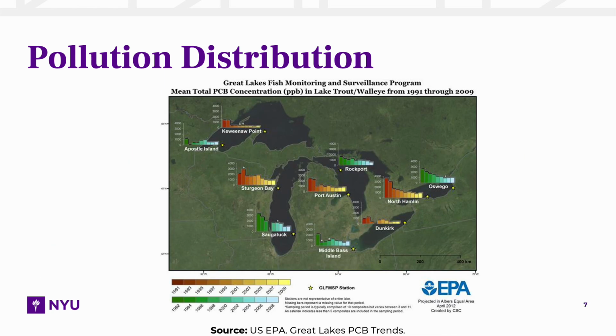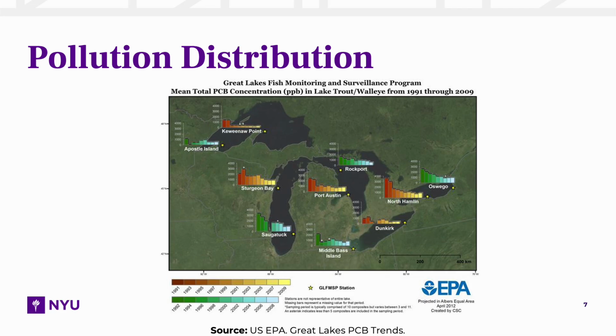Here is the Great Lakes region, one of the most heavily PCB contaminated areas in the United States. This chart from the EPA shows the mean total PCB concentrations in the lake trout and walleye at different sampling locations between 1991 and 2009. Each bar represents the average concentration over time at a specific site.